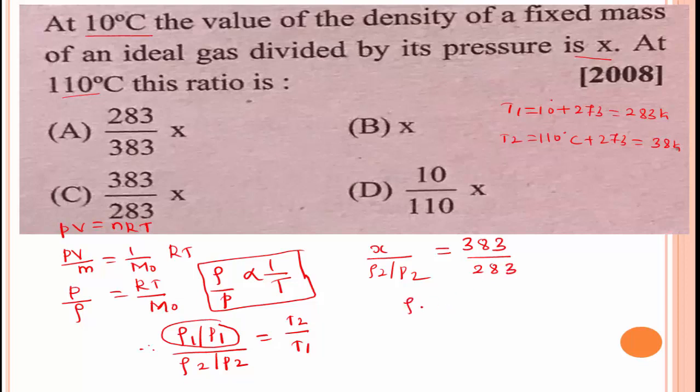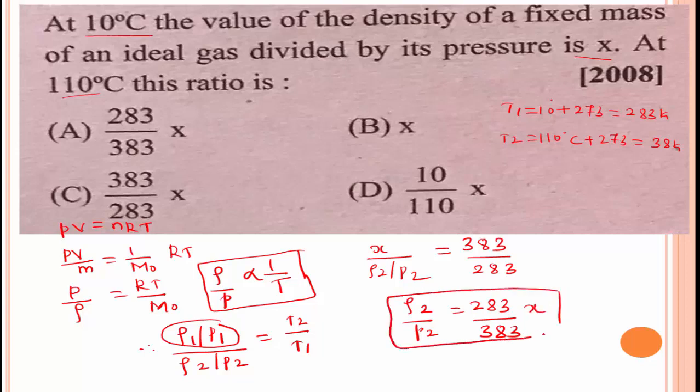Then rho 2 divided by P2 is equal to 283 divided by 383 into X. At 10 degrees Celsius, it is rho 1 divided by P1. At 110 degrees Celsius, the value is 283 divided by 383 into X. The option A is the right answer.